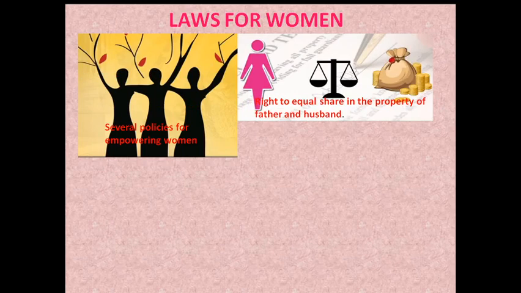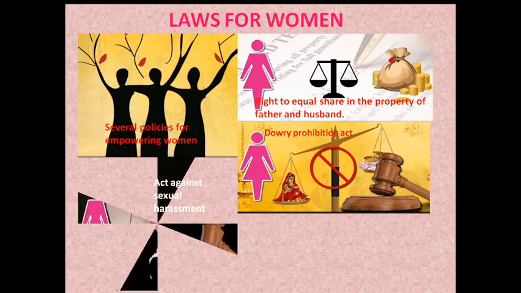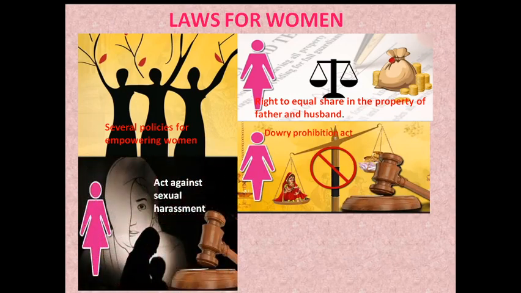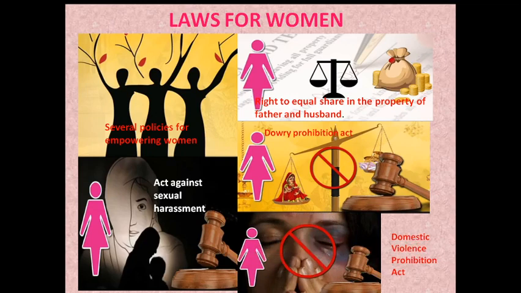First, right to equal share in the property of father and husband. Second, Dowry Prohibition Act. Third, Act Against Sexual Harassment. Fourth, Domestic Violence Prohibition Act. So these are some of the important provisions which create a favorable environment for protection of freedom of women and securing their development.